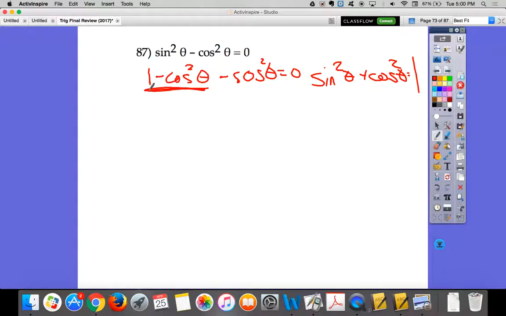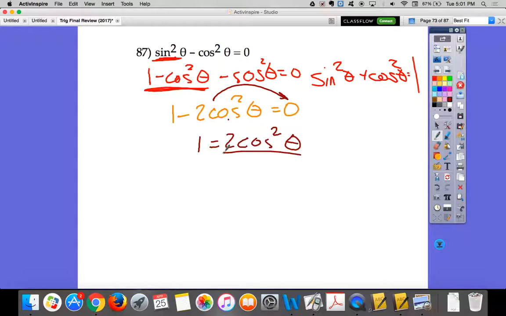So this part was swapped, okay? Now combine your like terms, that's 1 minus 2 cosine squared theta. Once you get it down to one trig function, you should be good to go. That's just like having an x. So you're trying to get cosine by itself. So we can move this over so it becomes positive. So it'd be positive 2 cosine squared theta. Divide 3 by your 2. So we got 1/2 equals cosine squared theta.